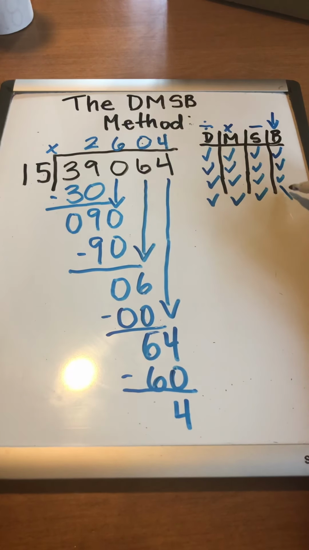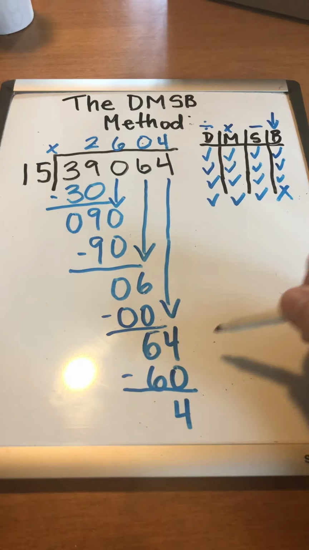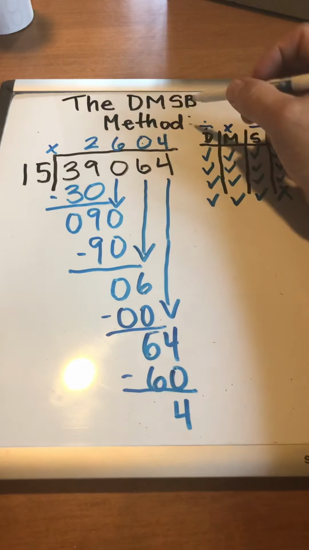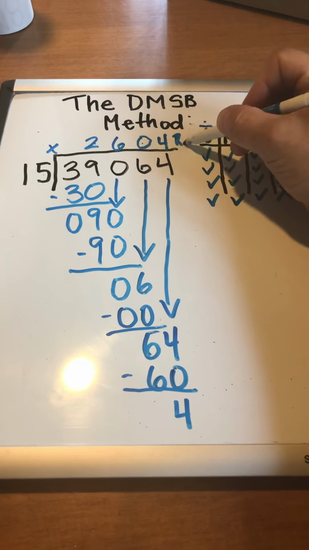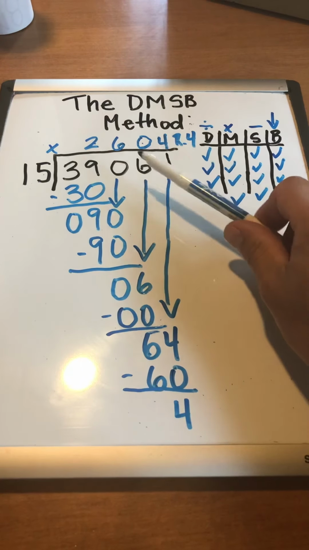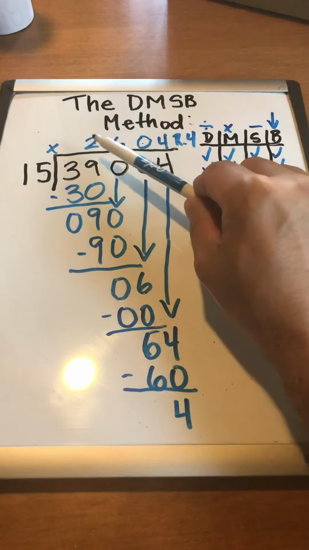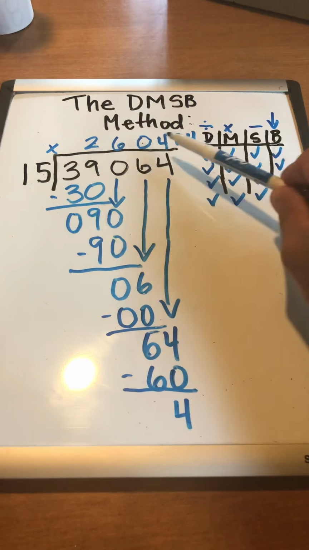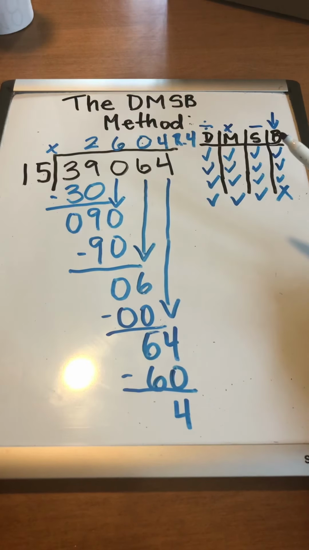And there's nothing left to bring down. There's no more numbers to bring down, so I'm almost done. So now I'm just going to put my remainder up here, remainder 4. So 39,064 divided by 15 is 2,604 with a remainder of 4.